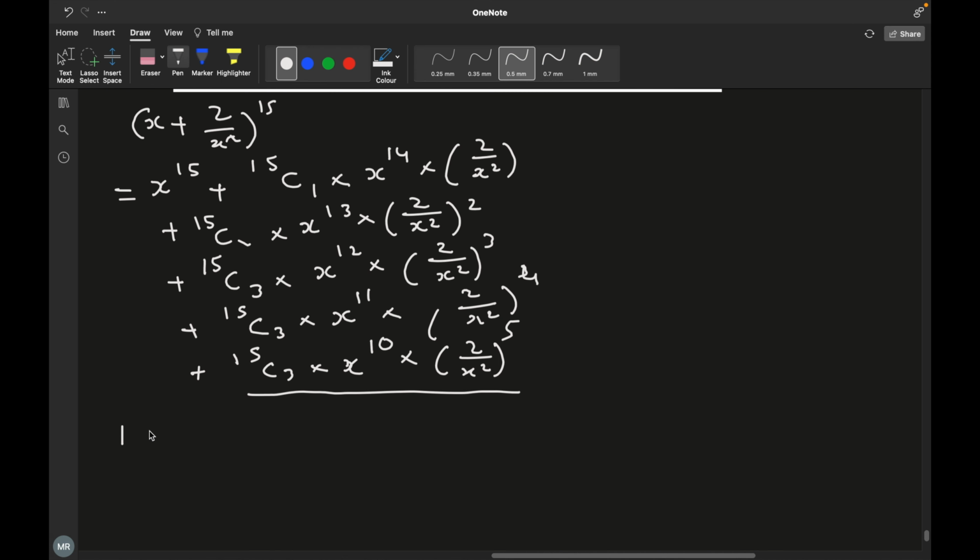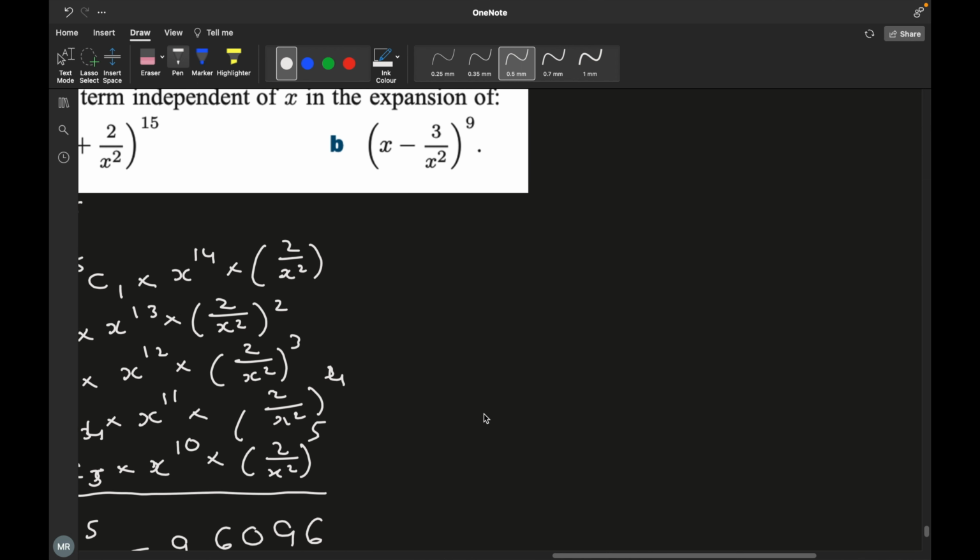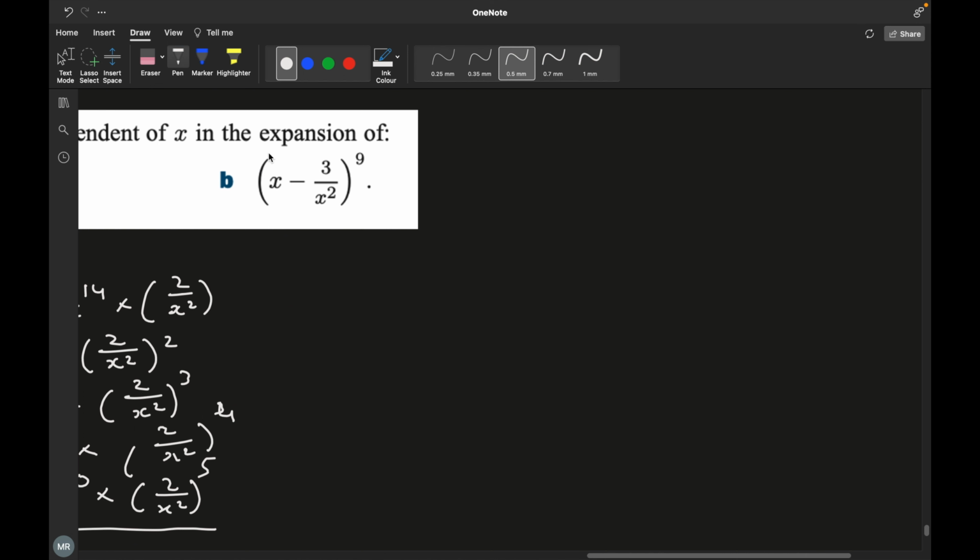And now we found it. It's 15C5 into 2 to the power of 5. These two get cancelled, so that doesn't matter. We get 96,096. That's the answer. Now let's do the same thing for this. It's a lot of work, so you have to ensure that you don't go wrong anywhere.